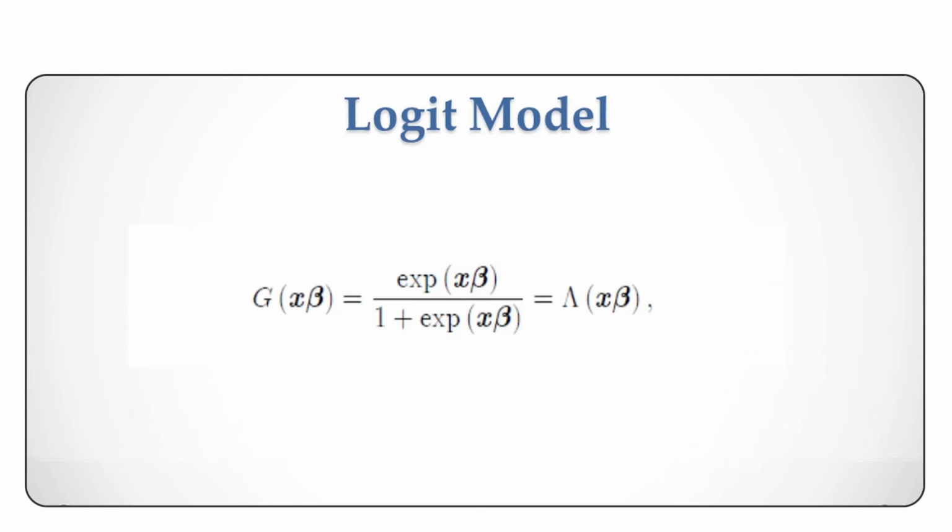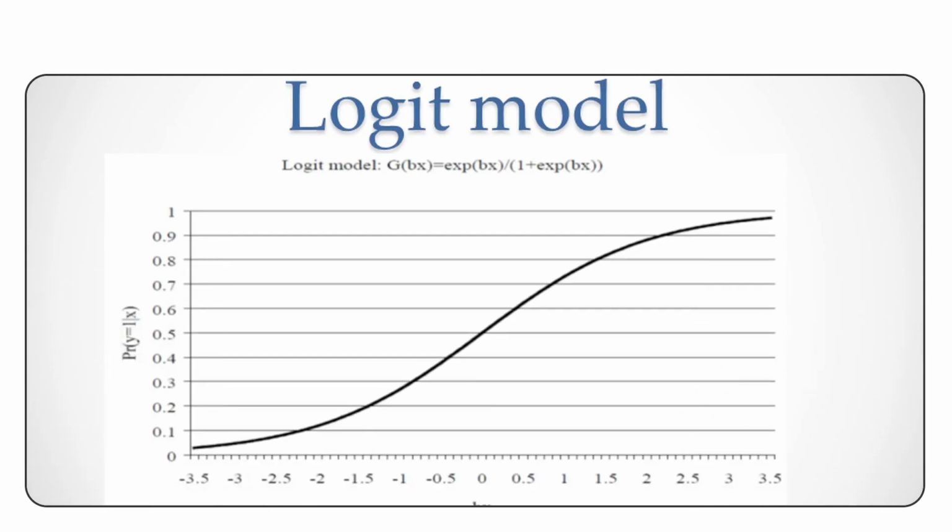A common choice is the logit model. So choosing G(x beta) equal to e to the power x beta by 1 plus e to the power x beta, which you can see is the CDF of the logistic probability distribution, would lead to this logit model. So here on this graph, on the y-axis we have plotted the probability of y equal to 1 given x, and on the x-axis we have plotted the linear predictor, and we can see that the logistic regression model leads to an S-shaped or sigmoid shaped regression curve.